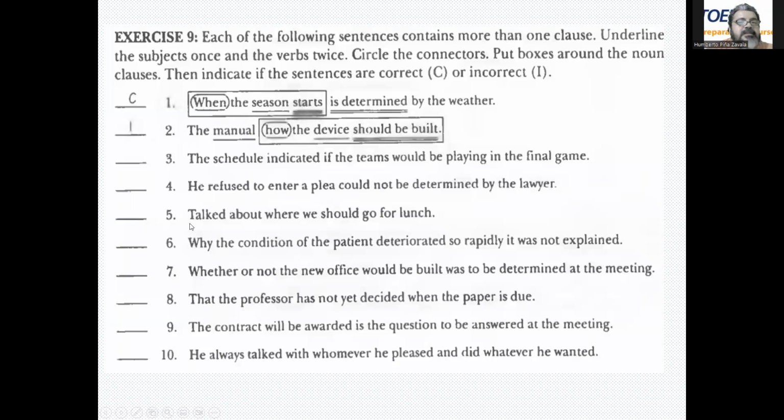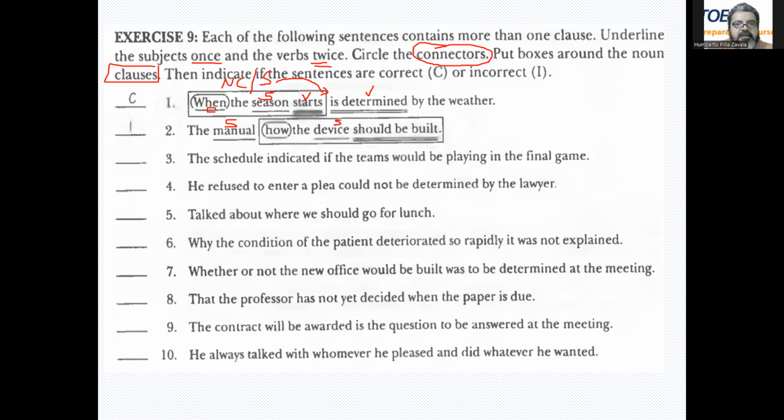All right. In this exercise, as usual, we're going to underline the subjects once and the verbs twice, circle the connectors, and put boxes around the noun clauses, and indicate whether the sentences are correct or incorrect. With the example, "When the season starts is determined by the coach," right? We've got the connector here, then subject, verb. You have another verb, the whole noun clause. The whole noun clause is the subject for the verb is. So this is correct.